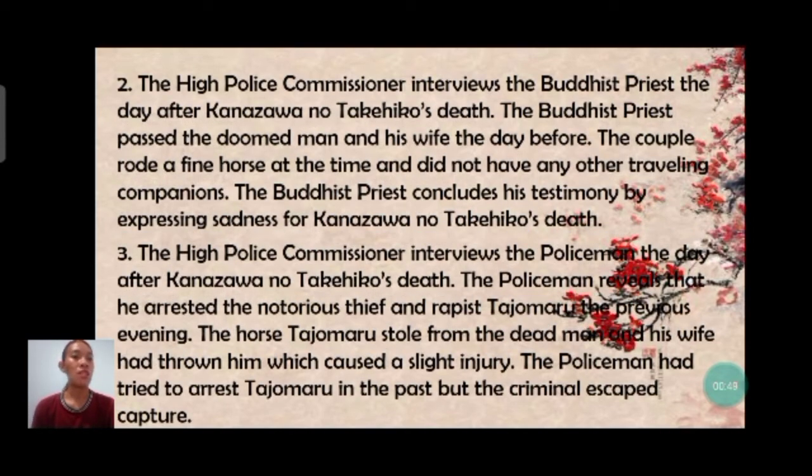So next is the Buddhist priest who gives his testimony. The Buddhist priest passed the doomed man and his wife the day before. The couple rode a fine horse at the time and did not have any other traveling companions. The Buddhist priest concludes his testimony by expressing sadness for Kanazawa no Takehiko's death. And the third is the policeman. According to the policeman, he arrested the notorious thief and rapist Tajumaro the previous evening, and the horse Tajumaro stole from the dead man and his wife had thrown him, which caused a slight injury. The policeman had tried to arrest Tajumaro in the past, but the criminal escaped capture.